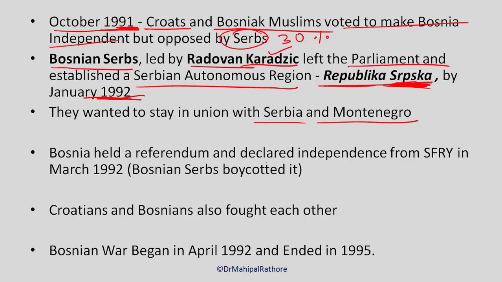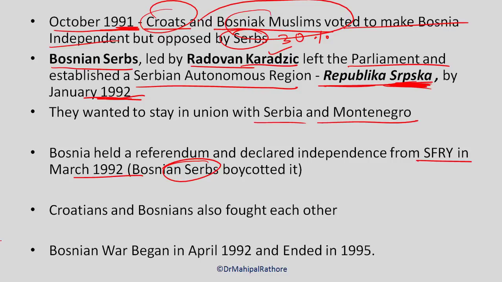Bosnia held a referendum and declared its independence from Yugoslavia in March 1992. So the remaining people, the Croats and the Bosniak Muslims, held this referendum. The Serbs did not vote in this; they boycotted it. So all this was happening in the early part of 1992. Now you see there are two distinct groups. On one hand, we have Croats and Bosniaks who want independence from Yugoslavia. On the other hand, we have the Bosnian Serbs.